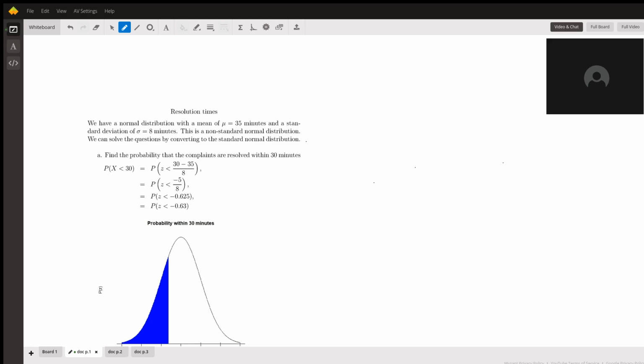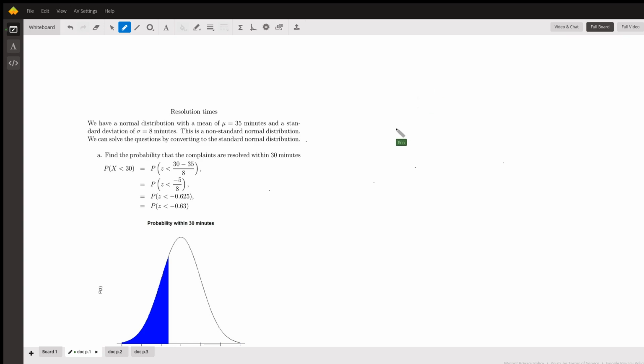Okay, so we want to find the probability that the complaints are resolved within 30 minutes. So that's the probability of X, that is our non-standard normal, is less than 30, right? So we're going to convert that back to the standard normal, the Z. So we'll take that 30 minus the mu of 35 in the numerator, divided by the sigma of 8 in the denominator. So that's going to give us a probability of Z less than negative 5 over 8, or the probability that Z is less than negative 0.625. And typically when you see your values that you're looking up in the table, it's going to go to two places to the right of the decimal. So I'm going to have that run from Z less than negative 0.63.